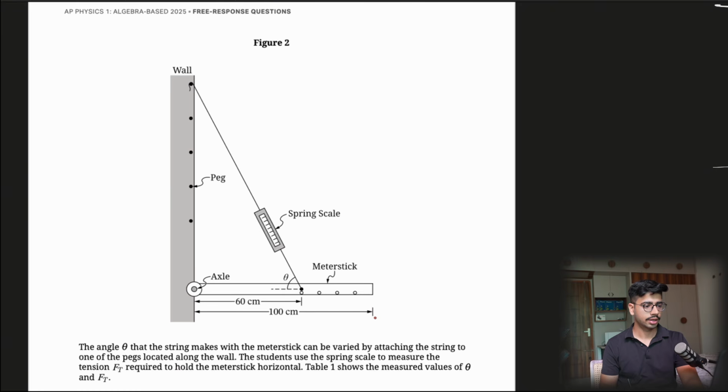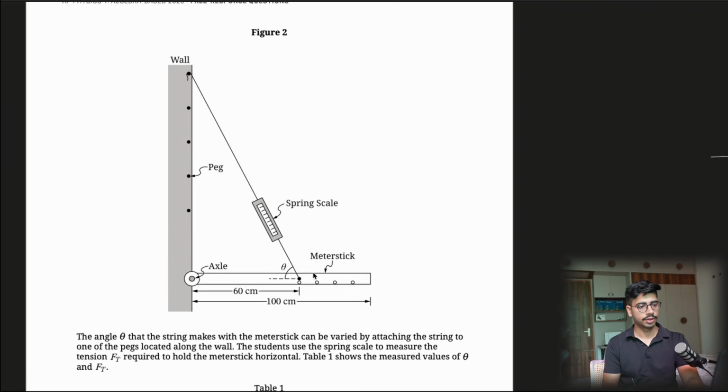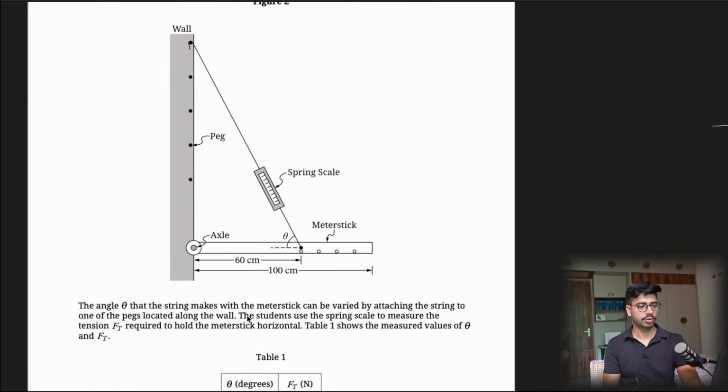Now the next part of the question is: we have the wall. On the wall we have the string, and on the string we have the spring scale and the meter stick. That meter stick has an axis here, that is a frictionless axis, so there is no loss of any kind of energy there. This is 60 centimeter, total is 100 centimeter. This is a meter stick. Again, they have put the hole.